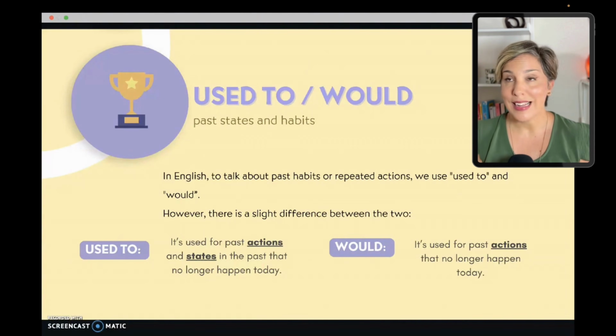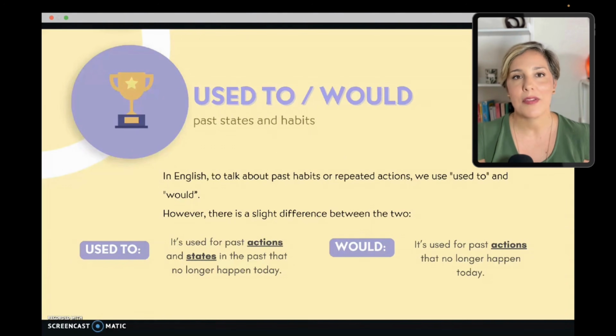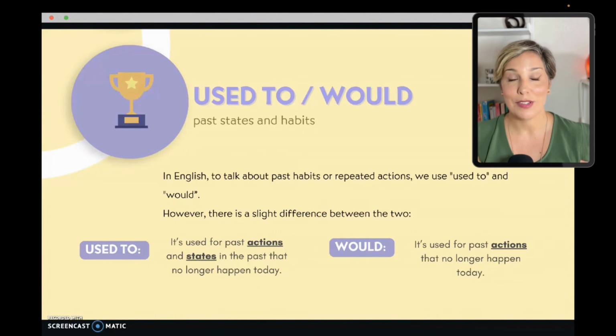Used to for me is like the wild card. Anything, because used to can be used for past actions and past states that no longer happen today. So it doesn't matter if it's an action, it doesn't matter if it's a state, used to will always be correct. However, if you want to go the extra mile and really impress your examiners in your exams, I would highly recommend that if you are talking about past actions that no longer happen nowadays, go for would, because it will really make a difference, and it's a little bit more complex than used to. Okay, let me show you some examples.